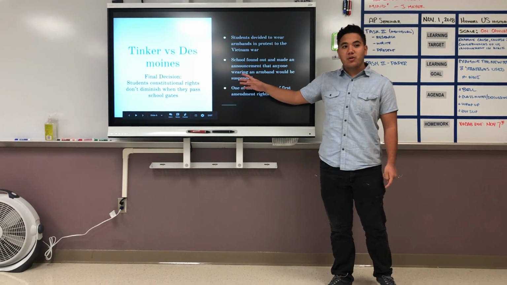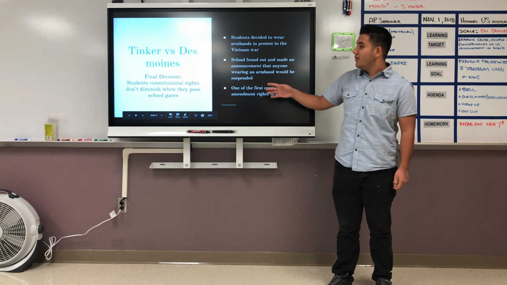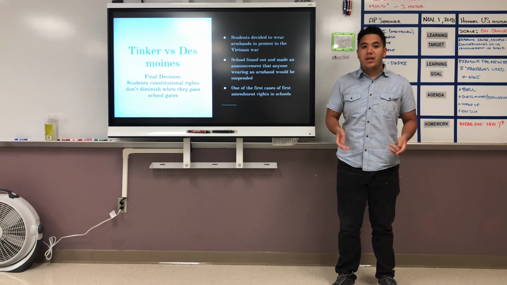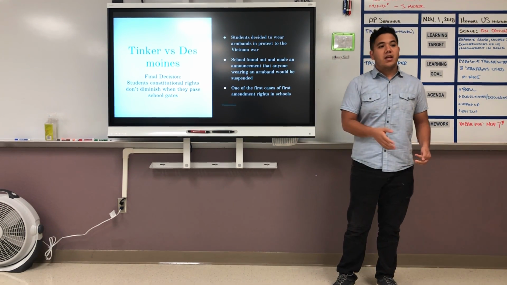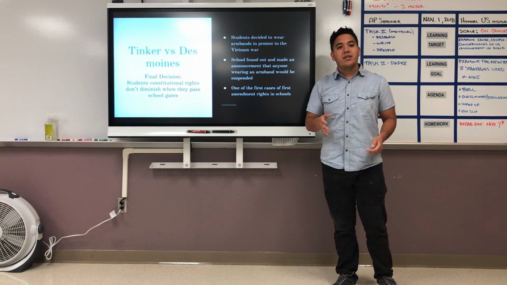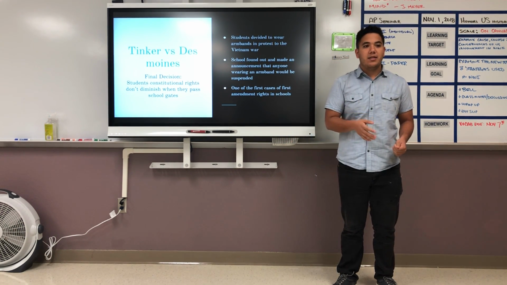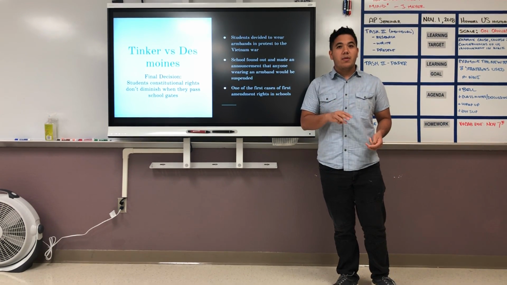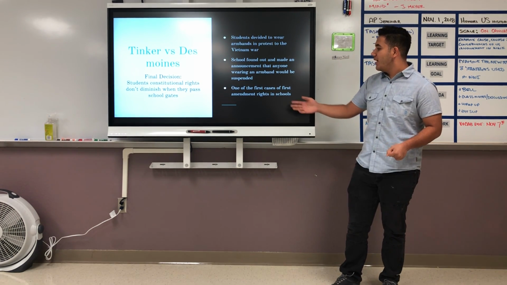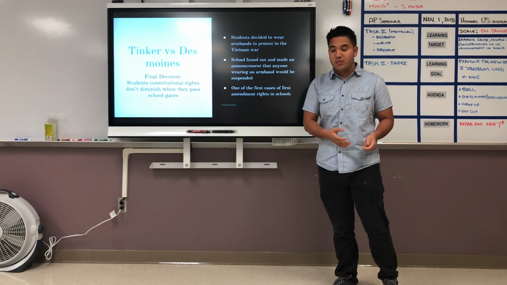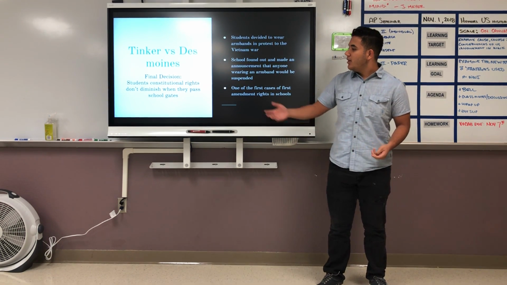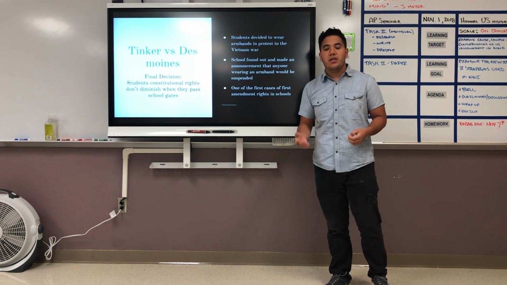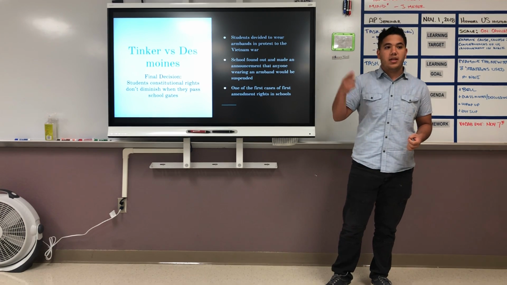Anyways, moving on to one of the earliest court cases of the First Amendment in schools, Tinker versus Des Moines. The gist of it is that students decided to wear armbands in protest of the Vietnam War. The school found out about this and said that if anyone wears the black armband the next day, they would be suspended. And students did it anyways, and they got suspended. I think around three students got suspended. And as I said, it was one of the first cases of the First Amendment rights problems in schools. And the final decision was that students' constitutional rights don't diminish when they pass school gates, meaning that our freedom of expression doesn't go away as soon as we pass the doors to enter the school.